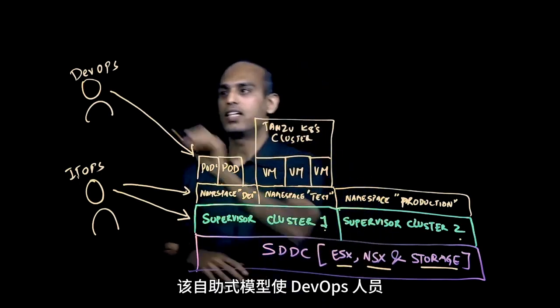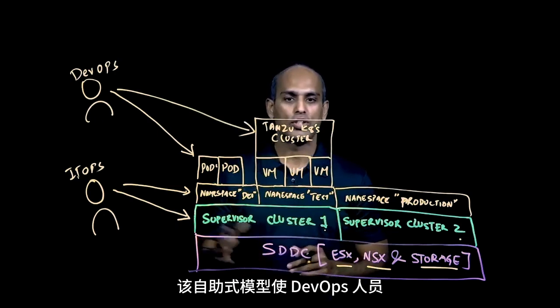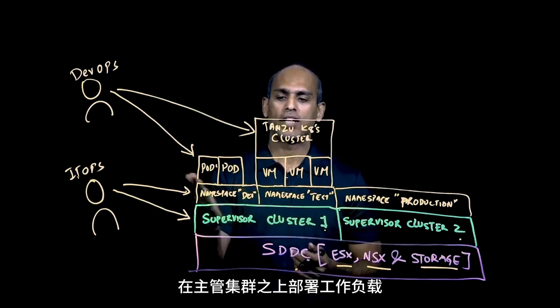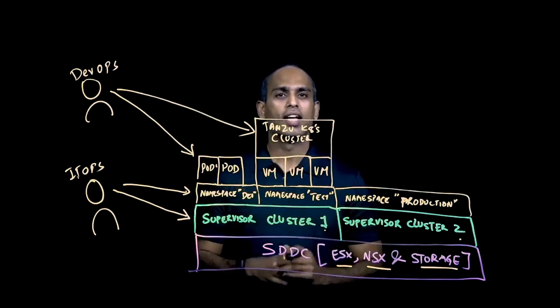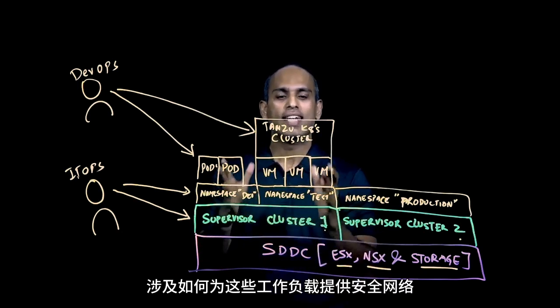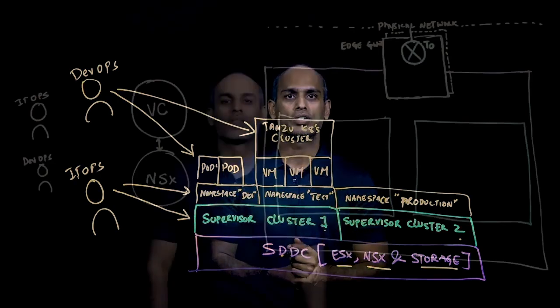So this is the self-service model that enables the DevOps individual to deploy the workloads in a self-service manner on top of the supervisor cluster. So this is the solution. Now, the rest of the talk is around how networking and security is provided to these workloads.